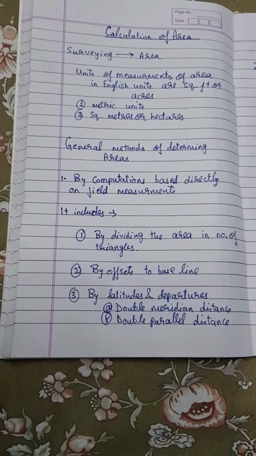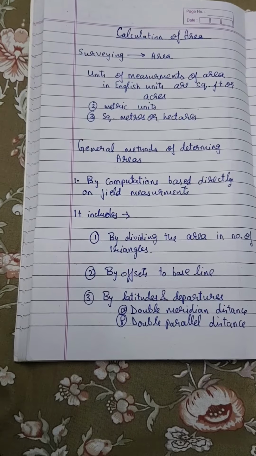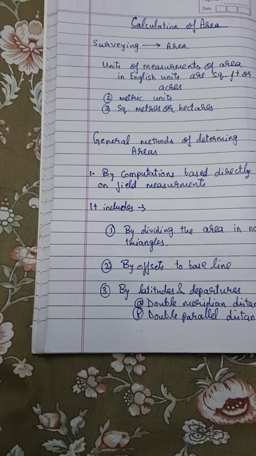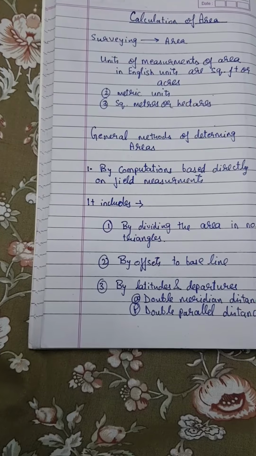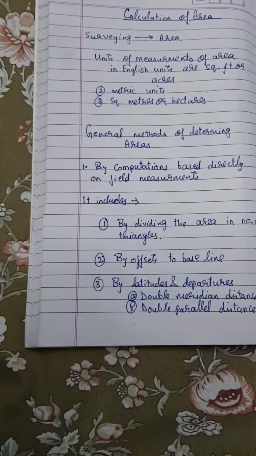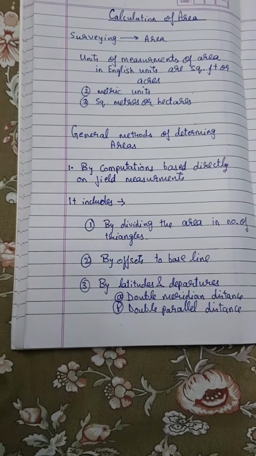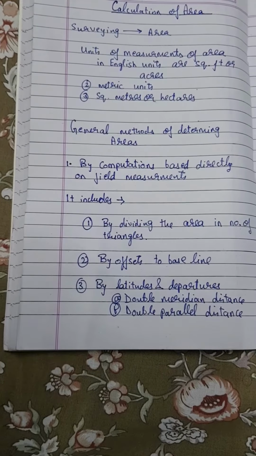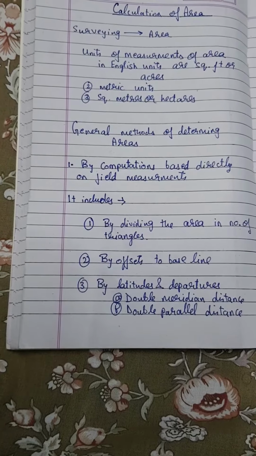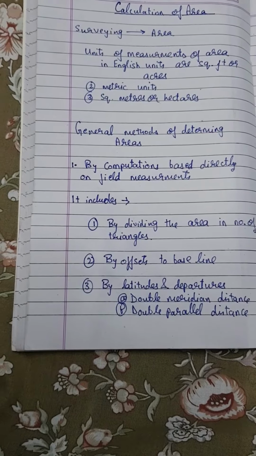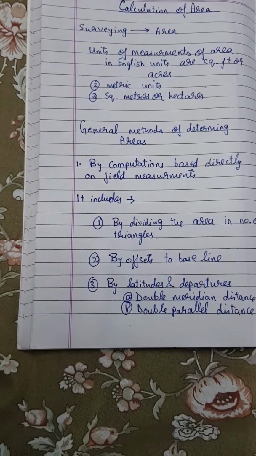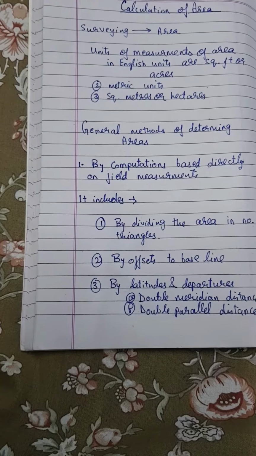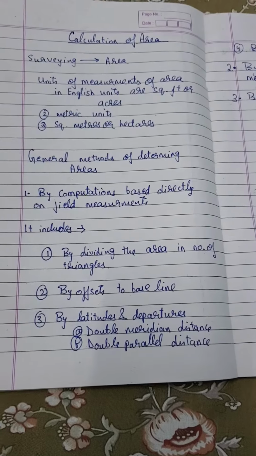Calculation of area. One of the primary objects of land surveying is to determine the area of the tract surveyed and to determine the quantities of the earthwork. Surveying, as we all know, means calculation. The units of measurement of area in English units are square feet or acres, while in metric units the units are square meters or hectares.